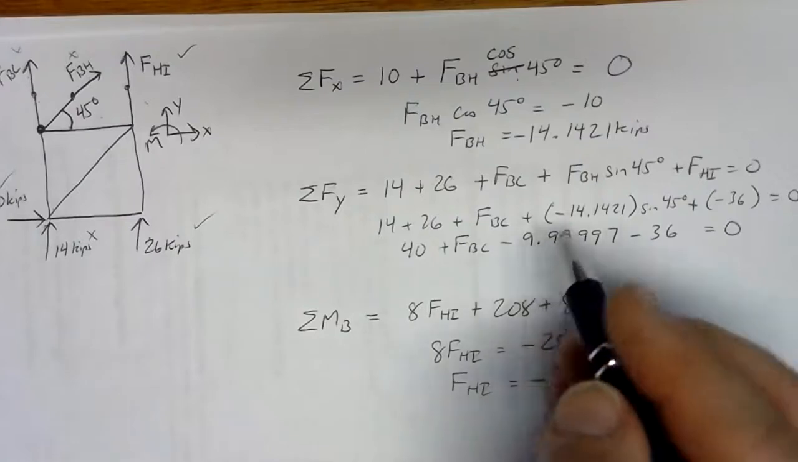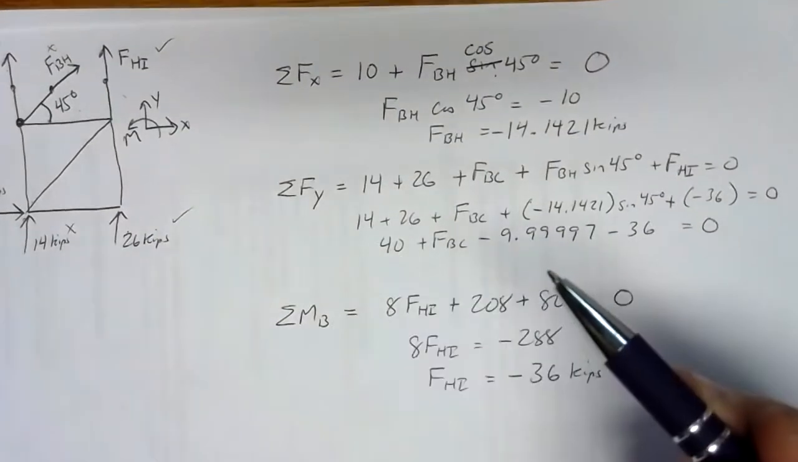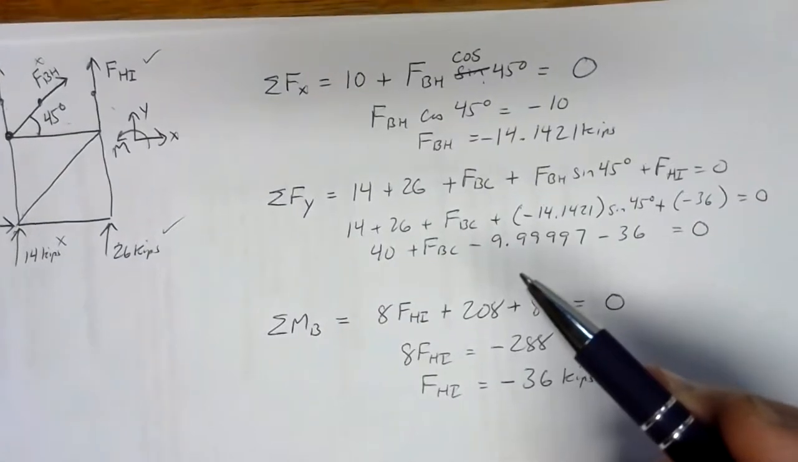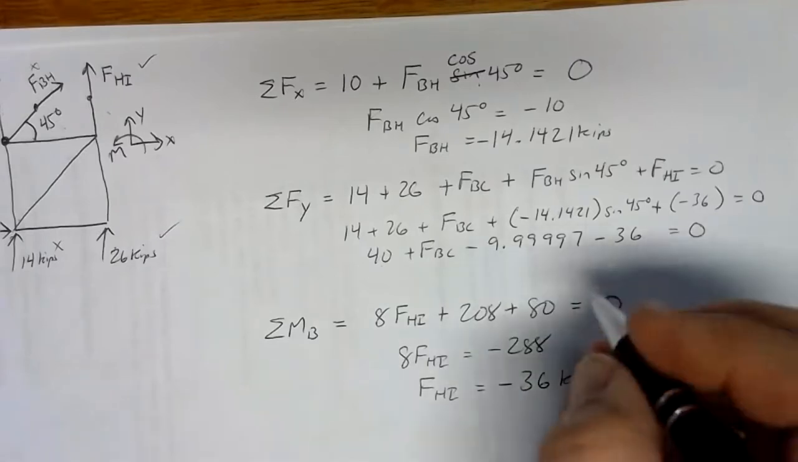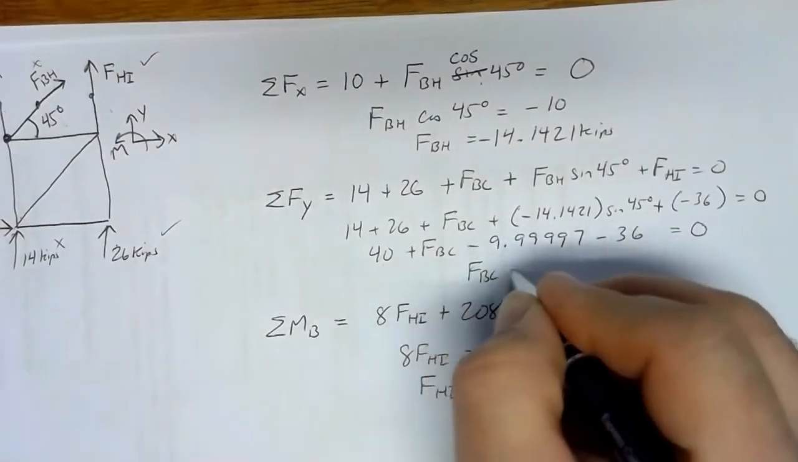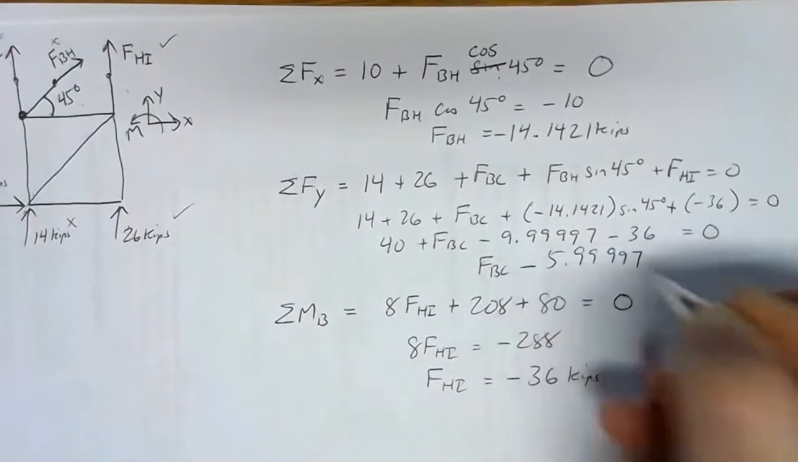So we've got almost negative 46 here. We've got positive 40. So we should expect something around negative 6. Go to the calculator just to make sure we're not going to mess anything up here. And negative 36. We'll get the round off error taken care of here. So to 6 sig figs, we have FBC minus 5.99997.